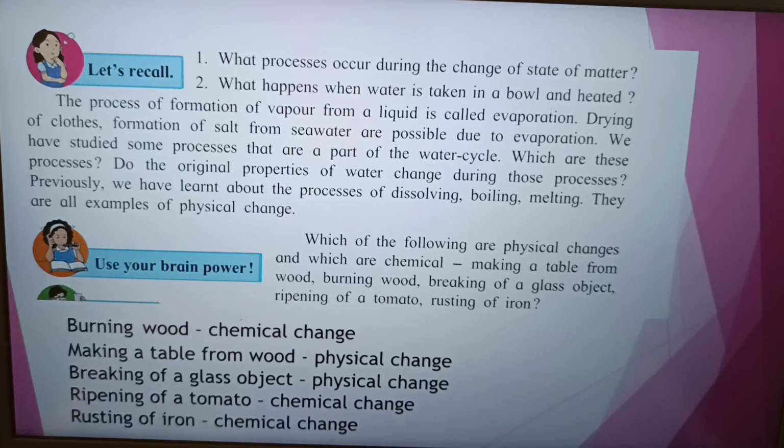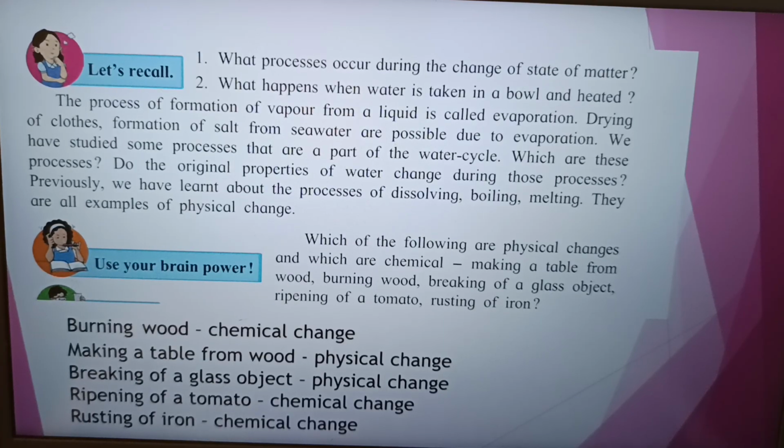Which of the following are physical changes and which are chemical? Making a table from wood, burning wood, breaking of a glass object, ripening of a tomato, and rusting of iron. So let's quickly see. Burning wood, it turns into ash completely, so you can't bring it back. This is a chemical change.